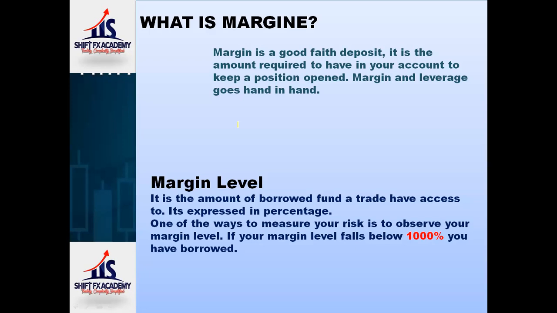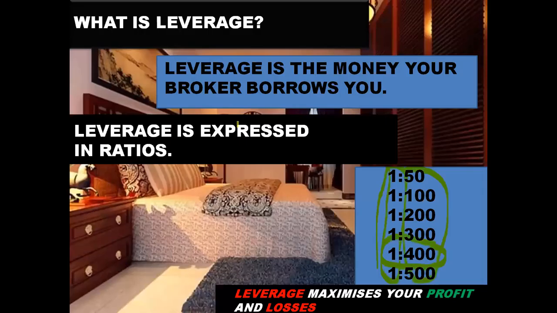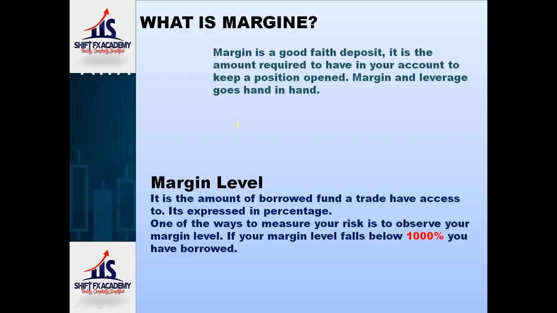Margin and leverage go hand in hand. Remember when I was talking about leverage, I said it's the money your broker lends you. If you choose 1:100 or 1:200 or 1:300, your broker multiplies your invested amount by the kind of leverage you chose. That multiplication is represented in your account as margin. It is not your balance.